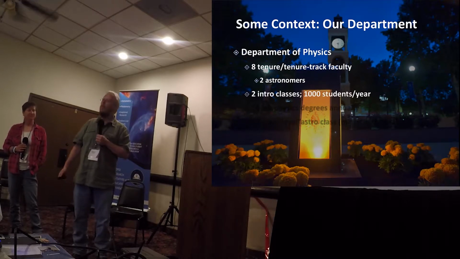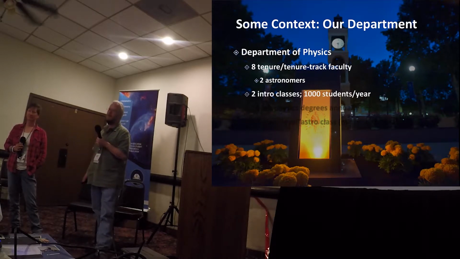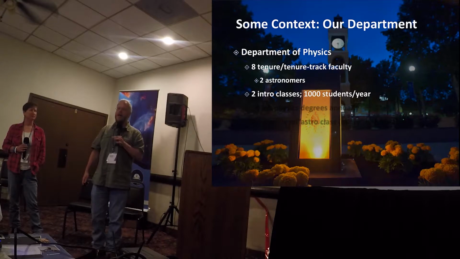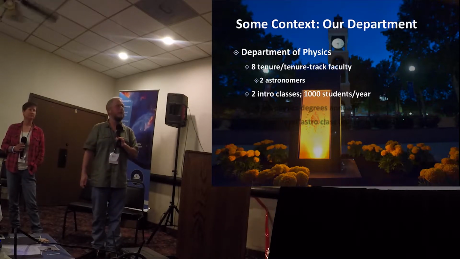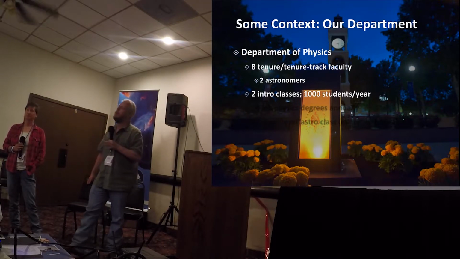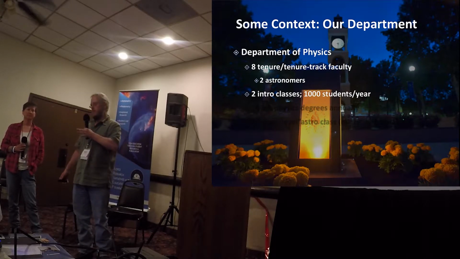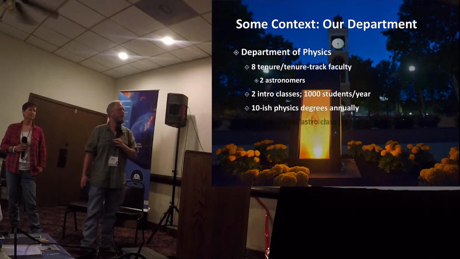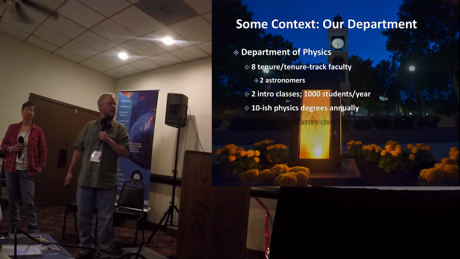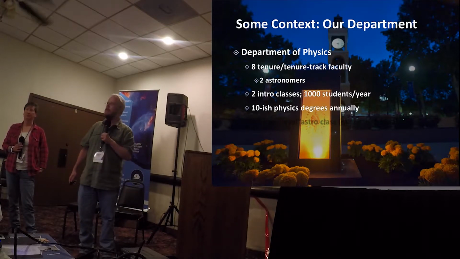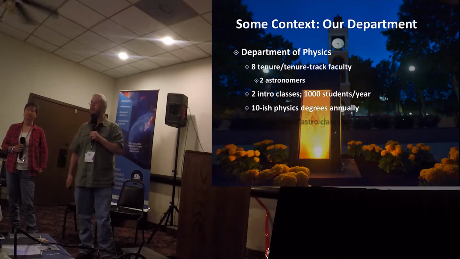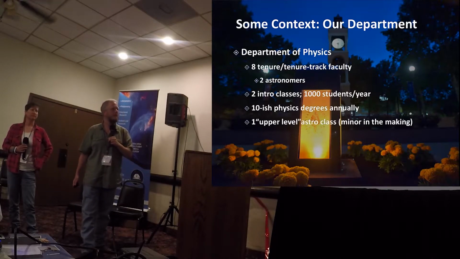Anyway, we have 2 intro classes: Solar System Astronomy and Stars and Galaxies, and between those 2 intro classes, we get over 1,000 students per year coming through. It's a highly popular set of courses. In our department, we give about 10-ish physics degrees annually. So we are a small department, but sustainable.